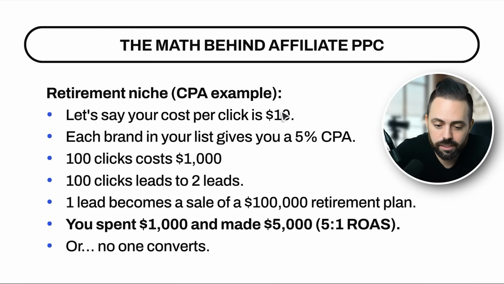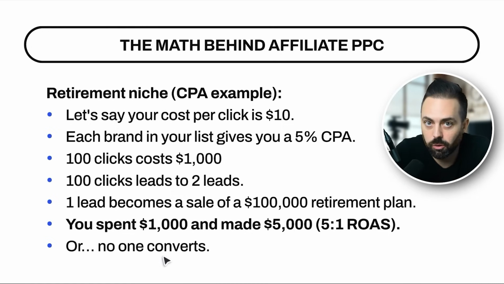So if it's a $10 cost per click, 100 clicks costs $1,000. And out of those 100 clicks at a 2% conversion rate, let's say you get 2 leads. And of those 2 leads, with retirement plans, usually around 30 to 50% will convert potentially. Let's just say 1 lead becomes a sale of a $100,000 retirement plan. In this example, those 100 clicks costing you $1,000 made you $5,000. That is a 5-to-1 return on ad spend. That is a really good example.